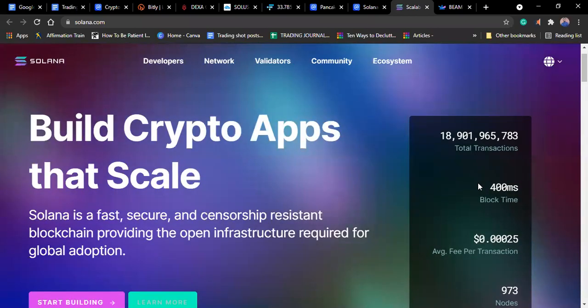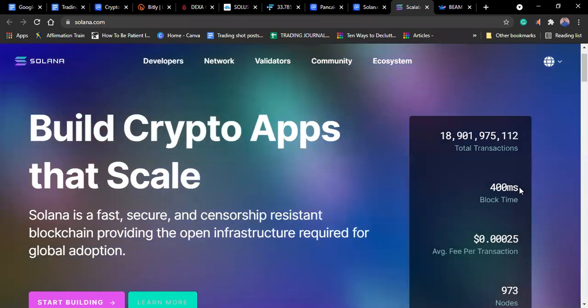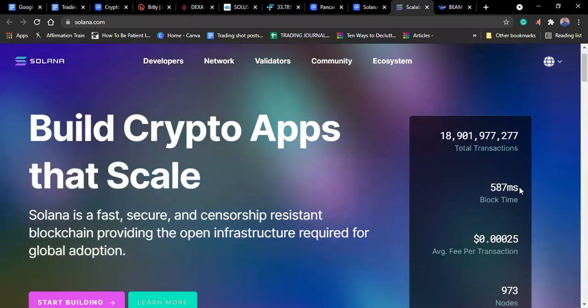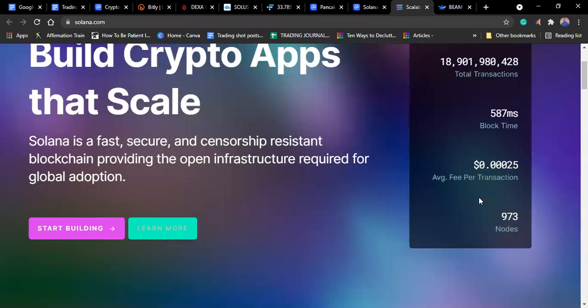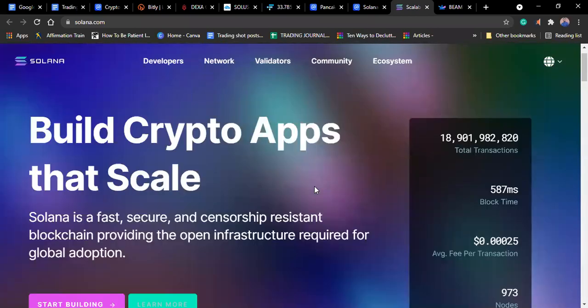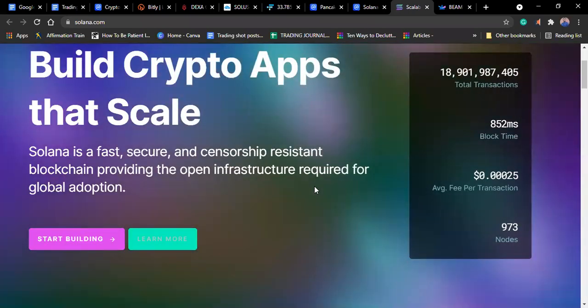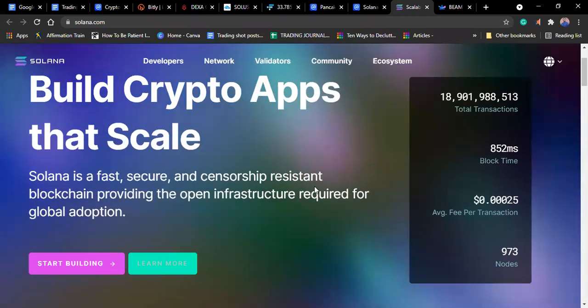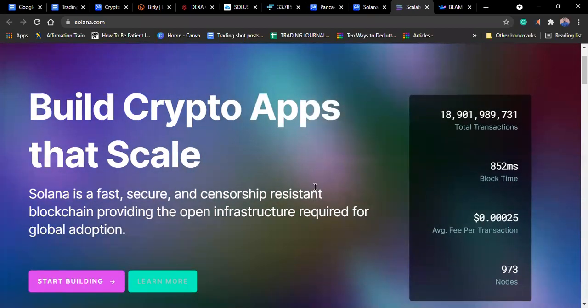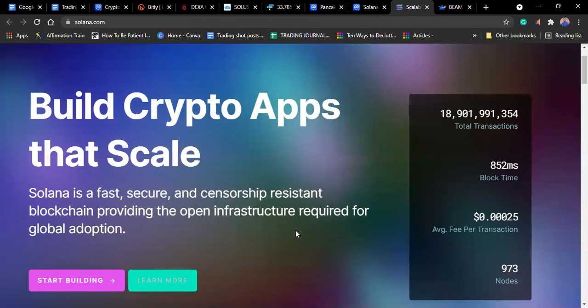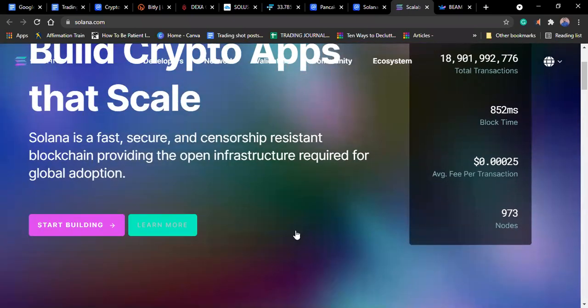Now you get a lot of information on their website. Solana currently, I think, is the fastest blockchain. It has a block time of 400 milliseconds. These are the total transactions it has done, and the number of existing nodes. So Solana is a blockchain project, meaning it's like Ethereum, it's like EOS, it's like the internet. Decentralized applications can be built on Solana.